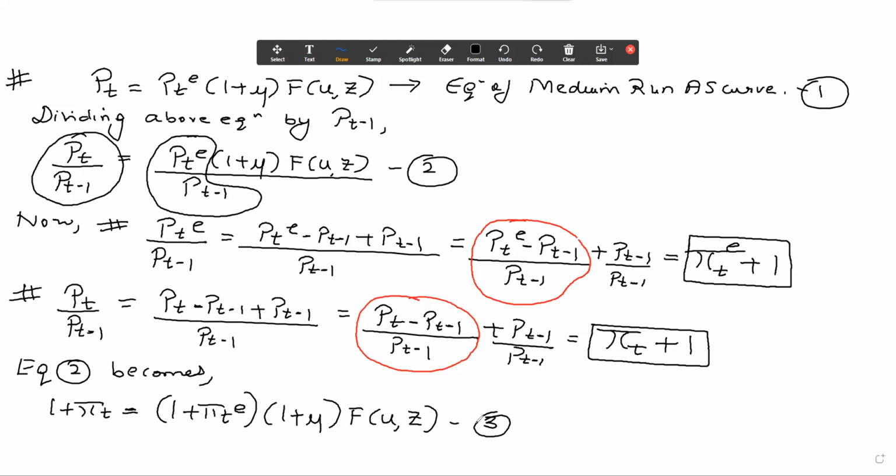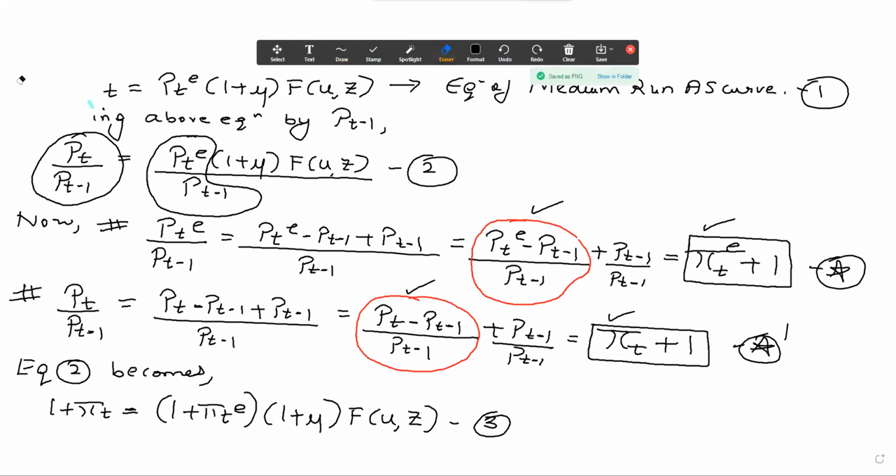All students are clear with equation 1. That's the equation of the medium run AS curve. All students are clear with equation 2. We have divided by Pt minus 1. All students are clear with equation 3, which we got from star and star dash. Okay. Pte minus Pt minus 1 upon Pt minus 1 is pi te, expected inflation in time period t. And Pt minus Pt minus 1 upon Pt minus 1 is pi t, which is actual inflation in time period t. So now, how can I solve this further?